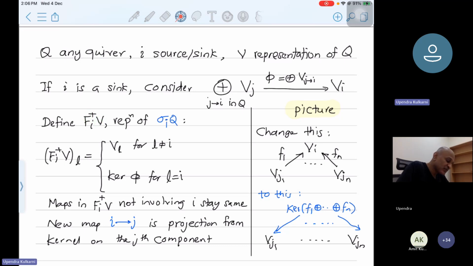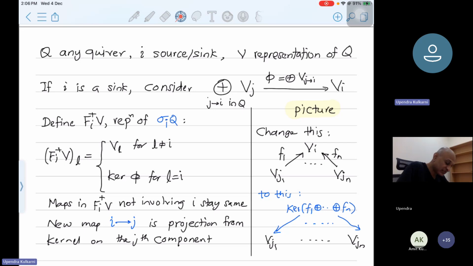Okay. So first, I'm going to change the quiver. In my original quiver, the vertex I is a sink, so all the arrows adjacent to it are going inwards. In the quiver sigma i Q, whose representation this one is going to be, all arrows incident on I are going to change their orientation. So this sink will change into a source in the new quiver. What's the representation itself? For every vertex other than I, keep the vector space the same. And at I, do something interesting.